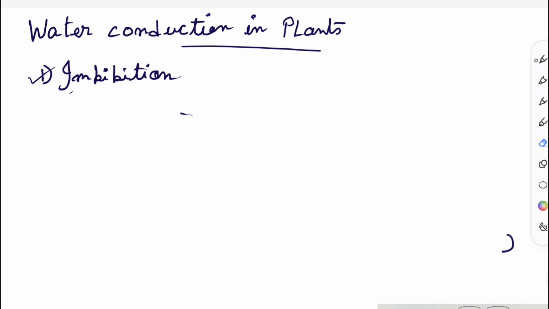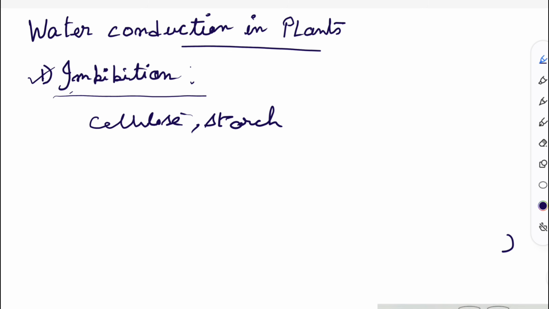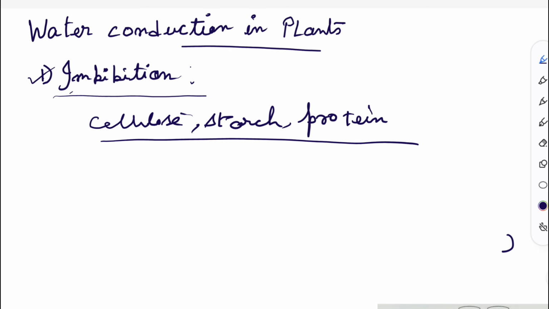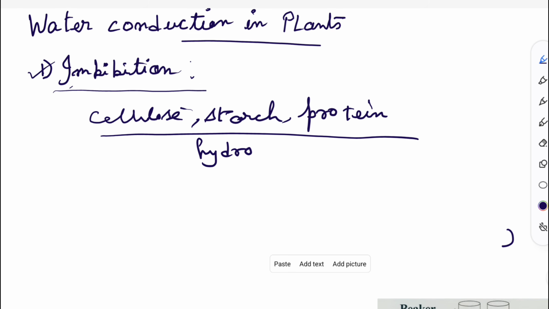Now what is imbibition? In imbibition, molecules like cellulose, starch and protein are hydrophilic colloids. Cellulose, starch, protein, they are hydrophilic in nature.